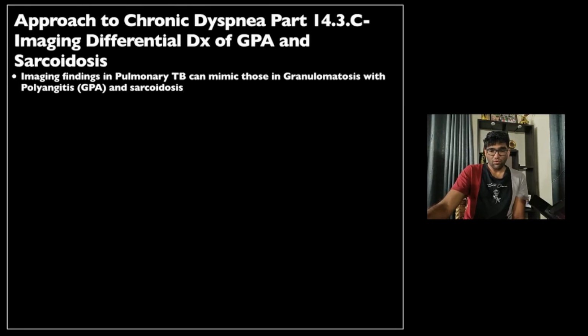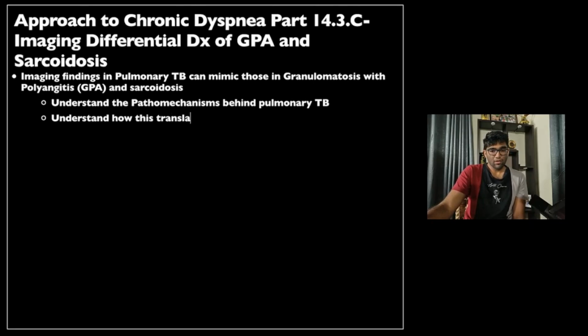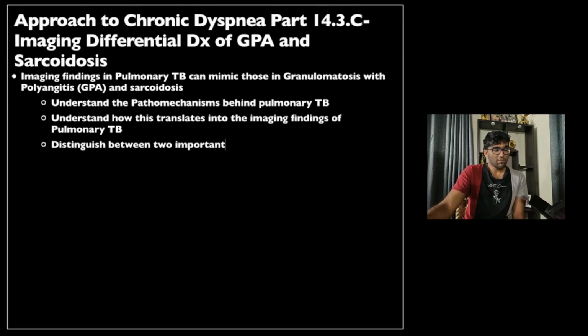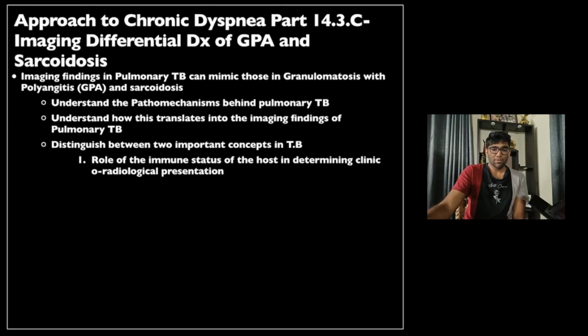This video will cover the following topics. First, we'll talk about imaging findings in pulmonary tuberculosis and how they can mimic those in GPA and sarcoidosis. Under this broad heading, we'll try to understand the pathomechanism behind pulmonary tuberculosis, understand how these translate into imaging findings of pulmonary tuberculosis, and distinguish between two important concepts in tuberculosis that are often conflated: one, the role of the immune status of the patient in determining clinico-radiological presentation, and two, the concept of primary versus post-primary or secondary tuberculosis.